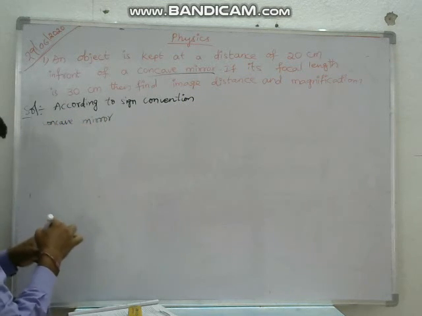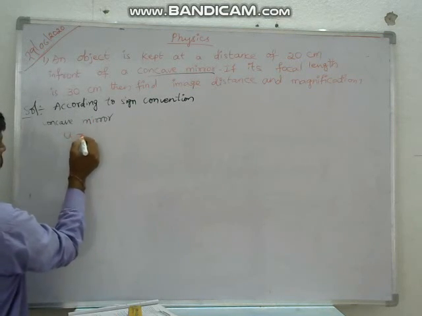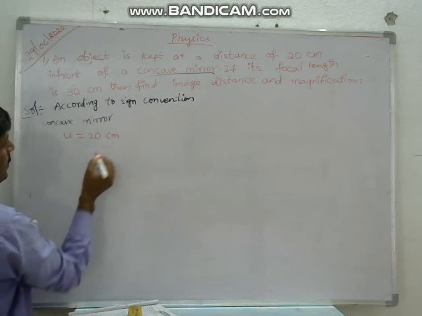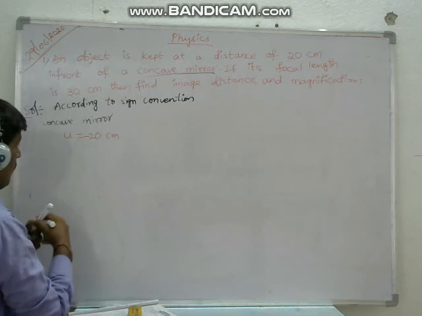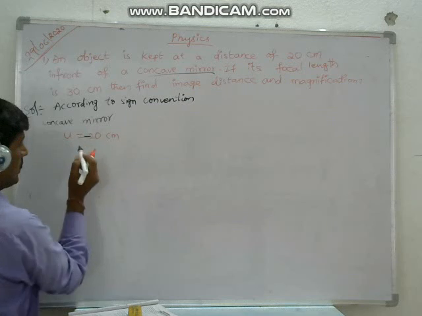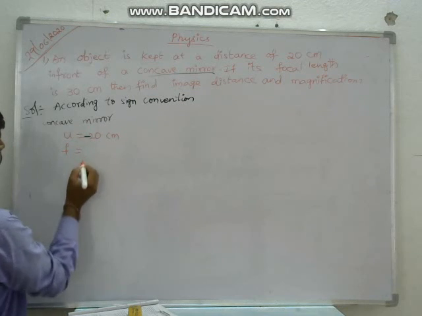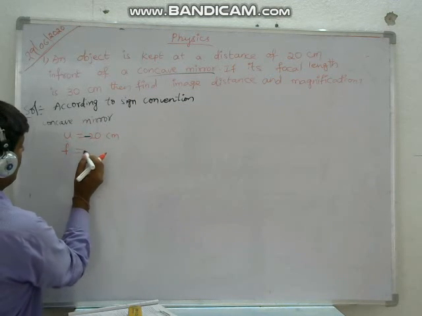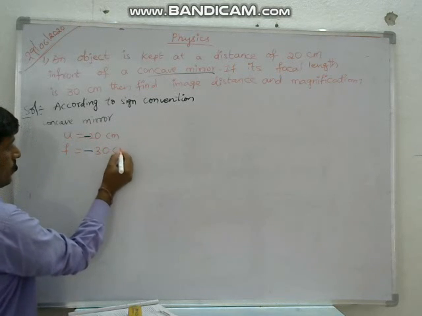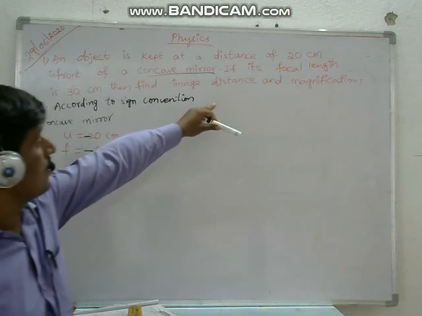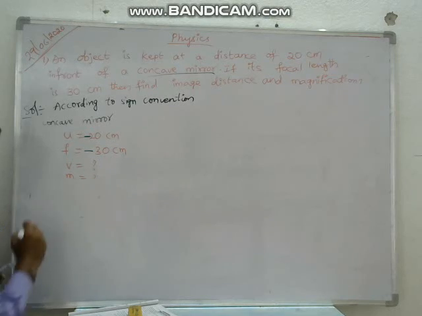According to the sign convention of concave mirror, the object distance is given as 20 centimeter. So u is equal to minus 20 centimeter, and the focal length is 30 centimeter. As per sign convention we will get it as minus. Remember, children, it is very important to apply the sign convention, and focal length is minus 30 centimeter. So we have to find image distance and magnification.